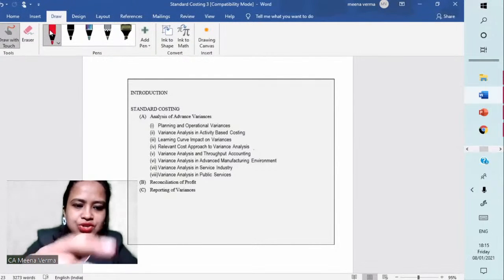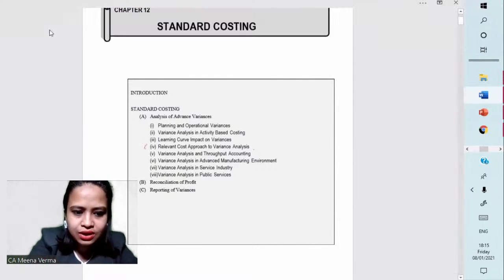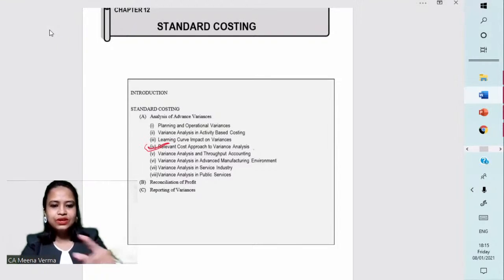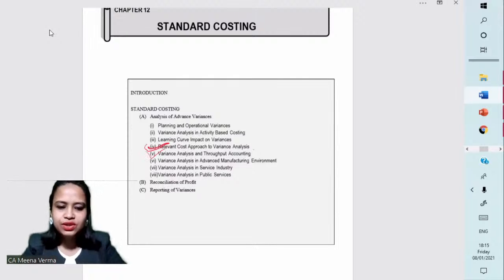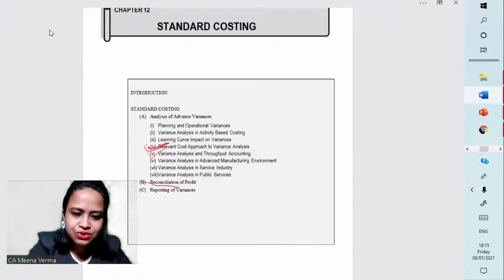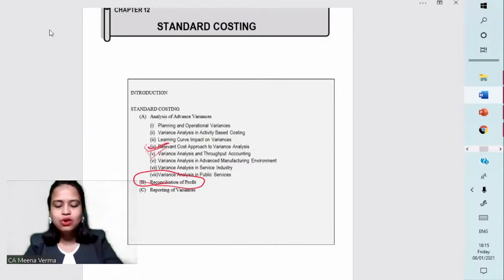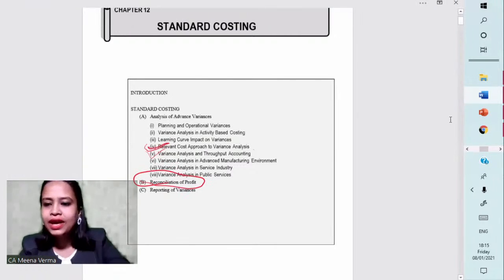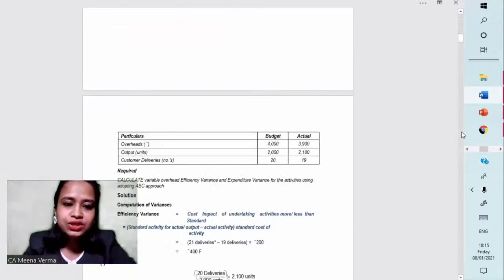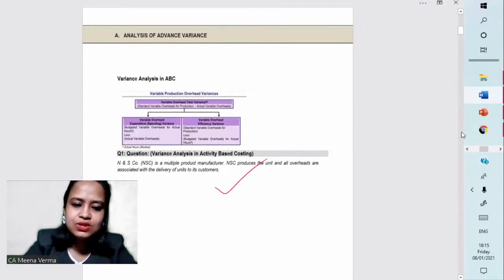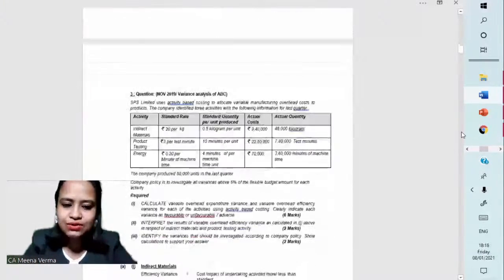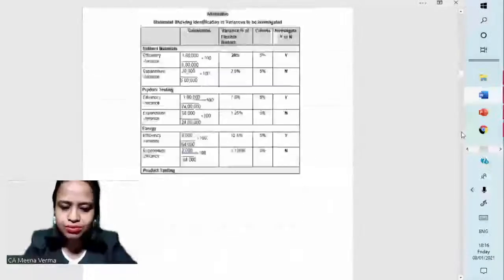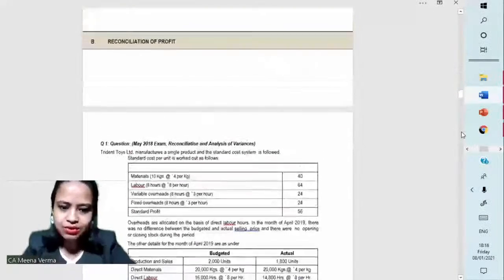We have a question which is related to this variance analysis considering the relevant cost. Okay, variance analysis and throughput accounting. We have some question related to this, but in today's session we will cover this reconciliation, how to prepare the reconciliation statement. And yes, we have a question. We will discuss this question in today's session. Okay, variance analysis in case of activity based costing. We have two questions from yesterday's session, and we will discuss that.